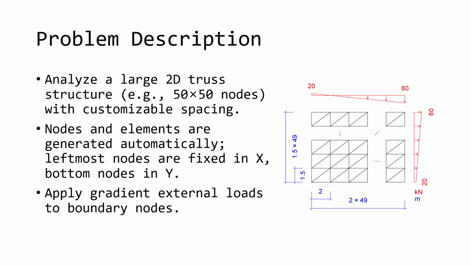We simulate large truss structures, such as a 50 by 50 node grid. Nodes and elements are automatically generated by the program. The leftmost nodes are fixed in the x direction. The bottom nodes are fixed in the y direction, and gradient external loads are applied to simulate real structural loading conditions.